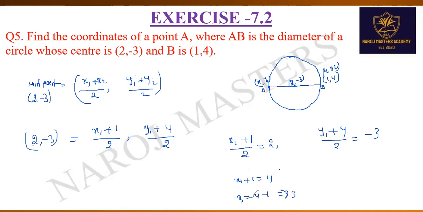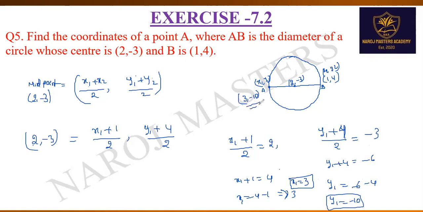So x1 is equal to 3, and for y1, y1 + 4 is equal to 2 times -3, which is -6. So y1 is equal to -6 - 4. So y1 is equal to -10. So the coordinate point is (3, -10). Okay, this is the value of point A. Coordinates of A are (3, -10).